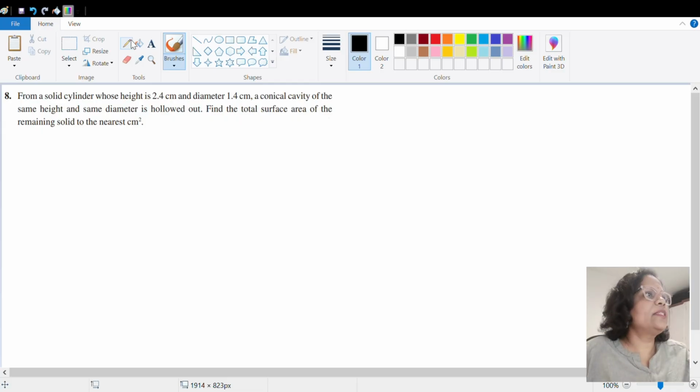Now let's start with our next question, number 8, which says: from a solid cylinder whose height is 2.4 centimeter and diameter is 1.4 centimeter, a conical cavity of the same height and same diameter is hollowed out, meaning taken out from inside. Find the total surface area of the remaining solid to the nearest centimeter square. So in this we have to round off the answer, because it says nearest centimeter square.